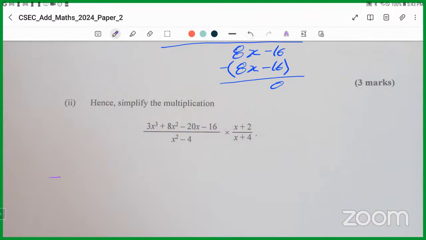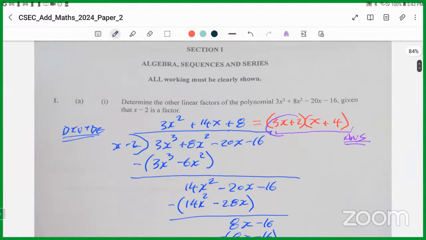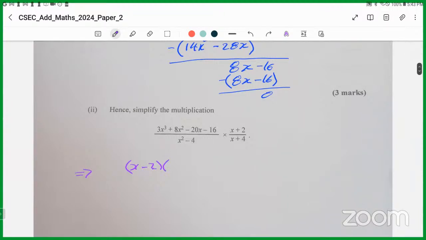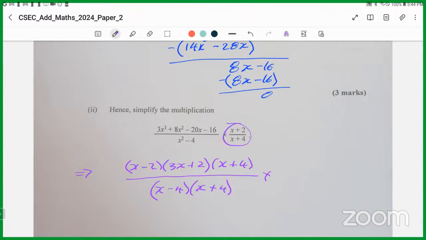So we can say this implies this numerator becomes, the first factor was x minus 2. Then what do we get again? We get 3x plus 2 and x plus 4. This denominator becomes the difference of 2 squares. So it is equal to x minus 4 times x plus 4. Then multiply that result with this, which is x plus 2 over x plus 4.